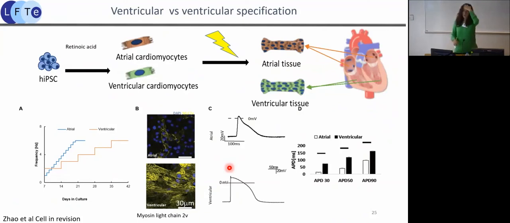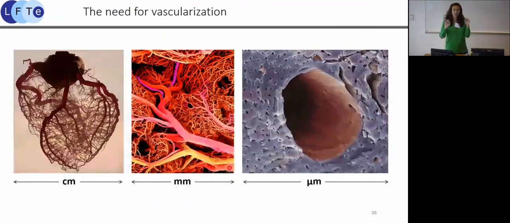And so all of this work is done in very thin muscle strips, sort of like that illustration that I showed you at the beginning, where we wanted to have a strip of heart muscle that would be used for either disease modeling or drug testing. And nothing is big, and nothing that I showed you so far included any vasculature at all.